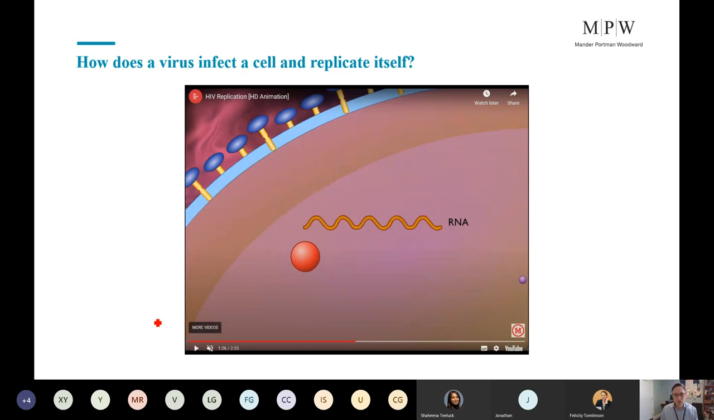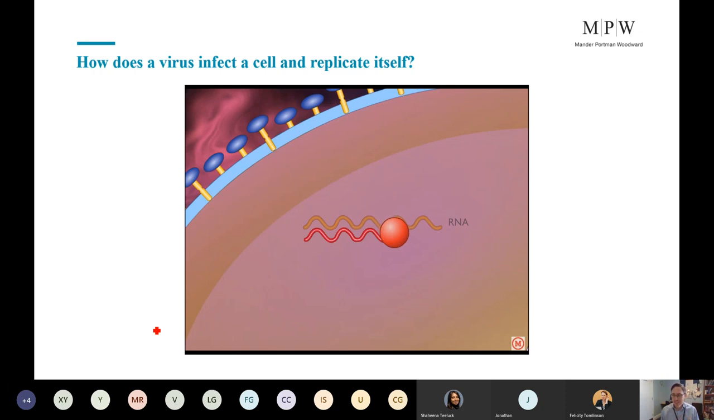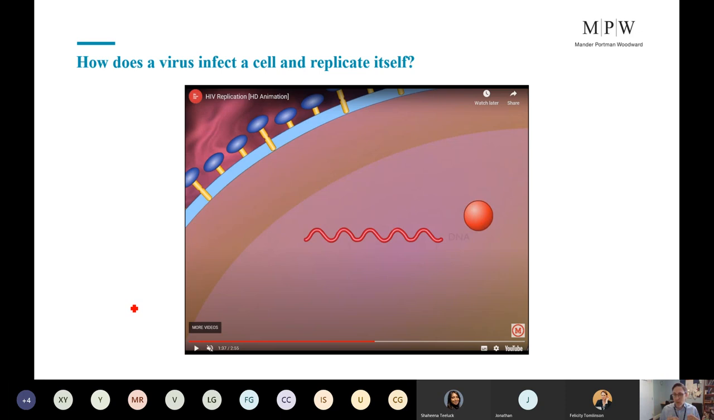The first enzyme that works is reverse transcriptase. And reverse transcriptase basically produces a DNA copy of the viral RNA. So it's like making a photocopy, but in a slightly different form. So you may be photocopying from one type of paper to another type of paper. Very, very similar, but just slightly different. And that's what's going on with the RNA and the DNA. We're making a DNA copy of the RNA.